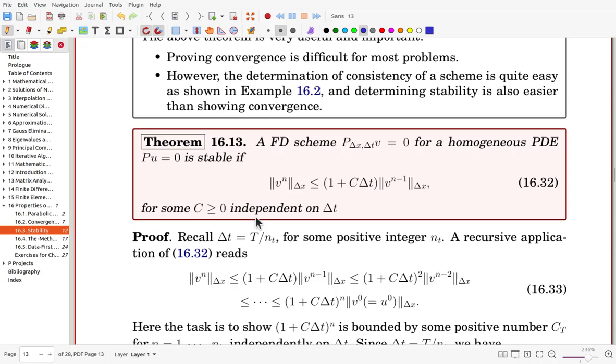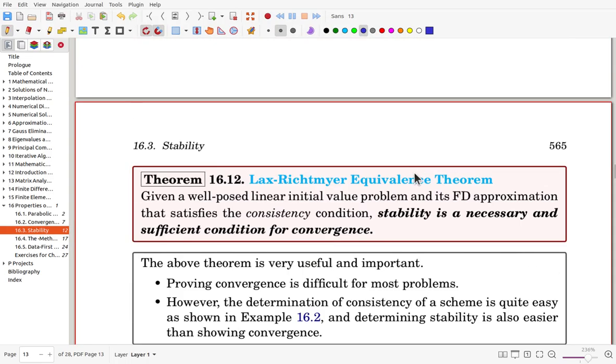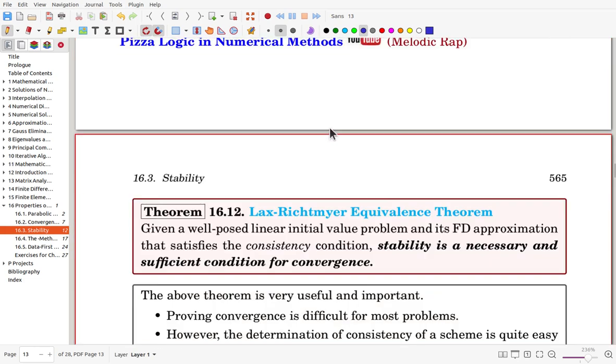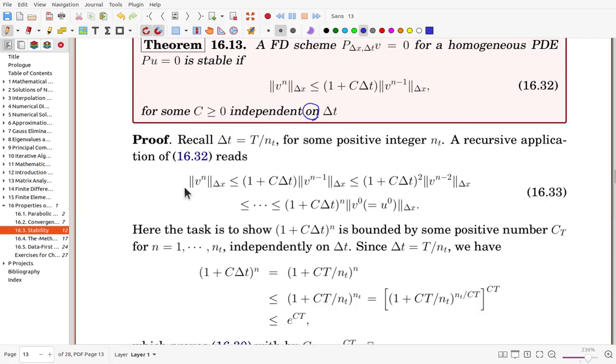C is independent of delta t. Now that one is the V^n energy norm. This is the earlier, just simply the last energy norm, and the later energy norm has this relation. Then eventually this will prove this inequality, that one. So we'll see through the proof. Okay.